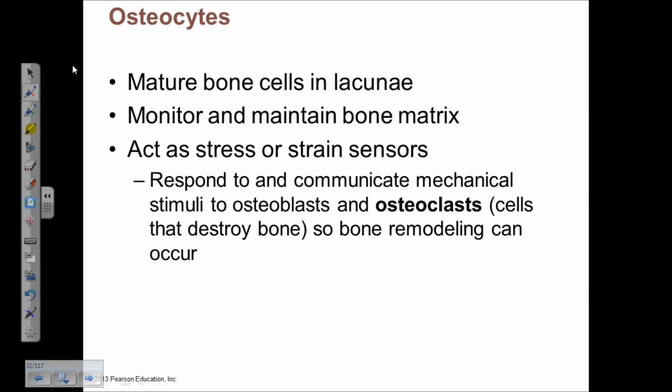Osteocytes are the product of the differentiation of osteoblasts. These are mature bone cells that are sitting in the lacunae. They don't secrete bone matrix in the amount that osteoblasts do, but they monitor the conditions under which bone matrix exists. They're kind of watchers, and also repairmen, so they maintain bone matrix. They act as sensors for stress or strain.